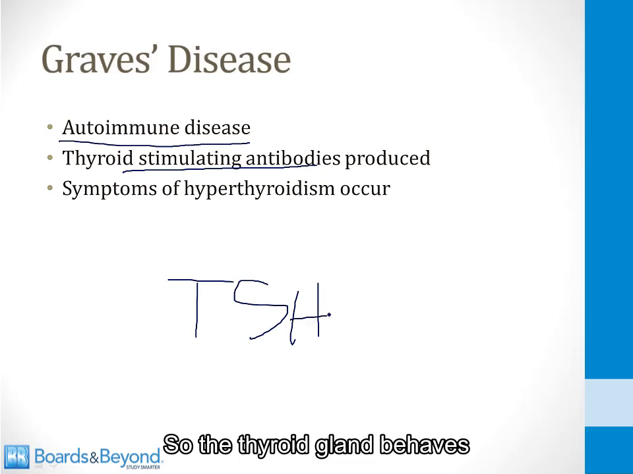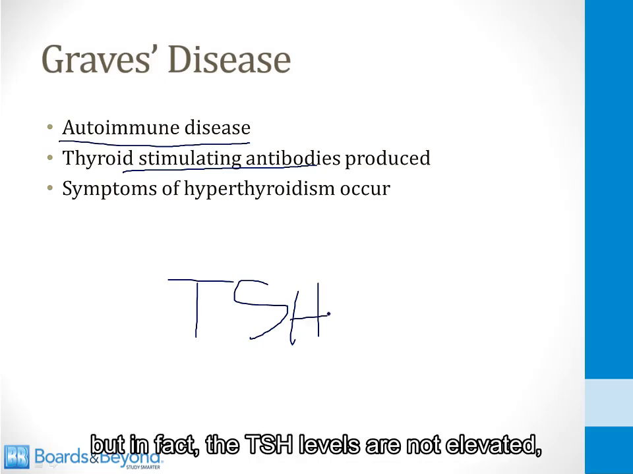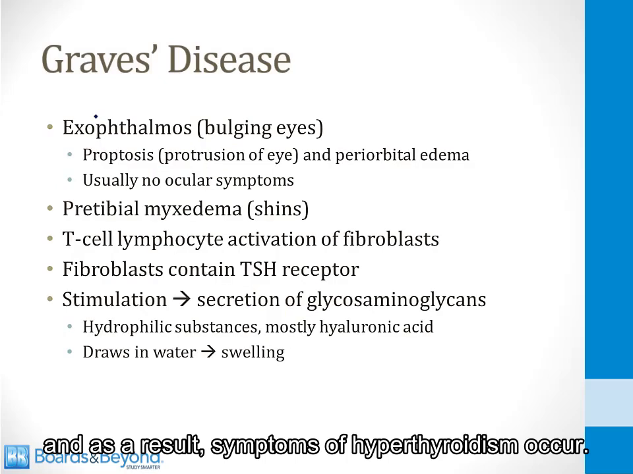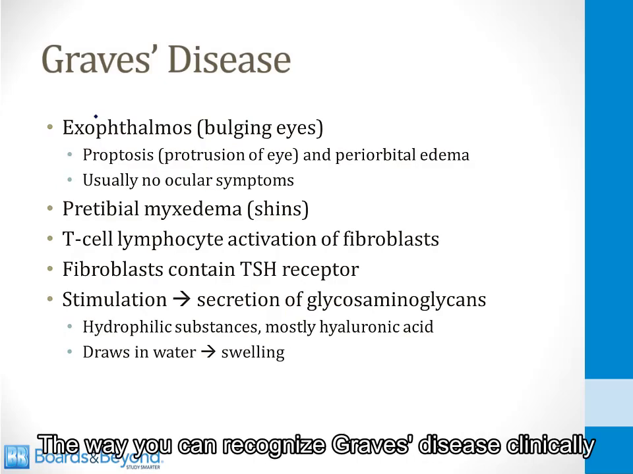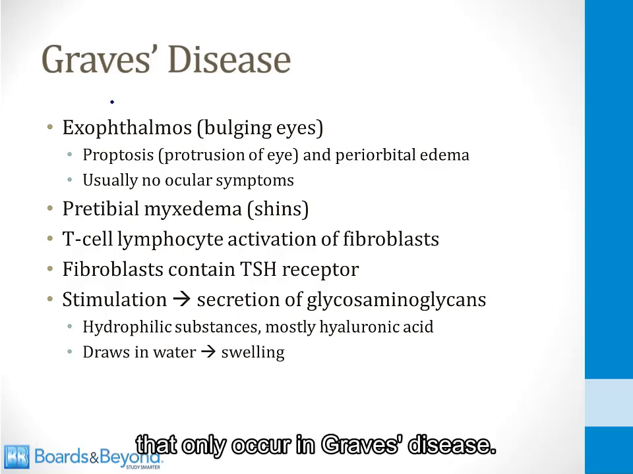So the thyroid gland behaves as if it is being saturated with TSH, but in fact the TSH levels are not elevated, and as a result, symptoms of hyperthyroidism occur. The way you can recognize Graves' disease clinically, and especially in board questions, is by looking for the presence of two unique clinical signs that only occur in Graves' disease.